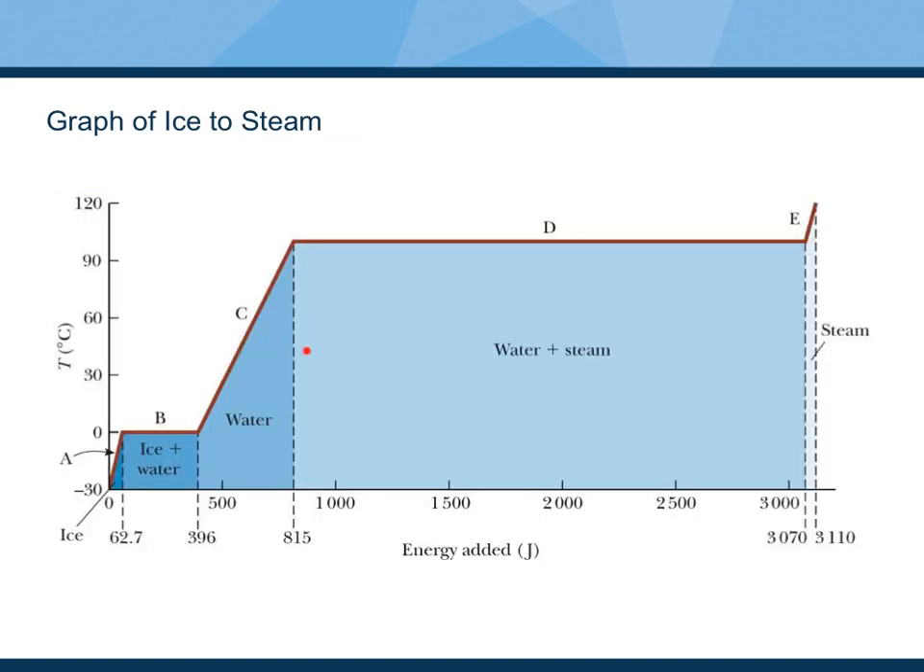This graph shows you the energy required to change ice at a temperature of negative 30 degrees Celsius to steam at a temperature of 120 degrees Celsius. You may observe that most of the energy goes to the latent heat of vaporization, that is, to change the water to steam.